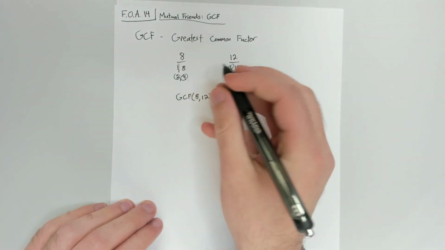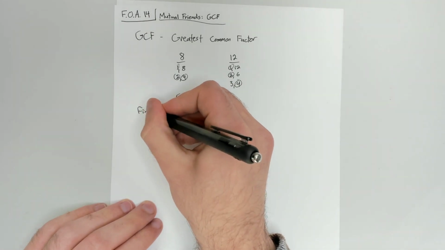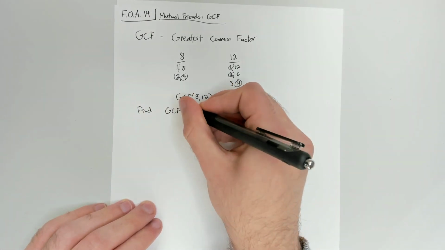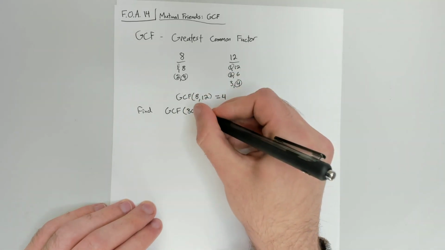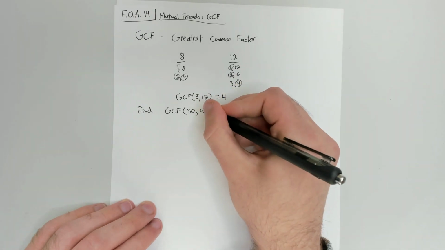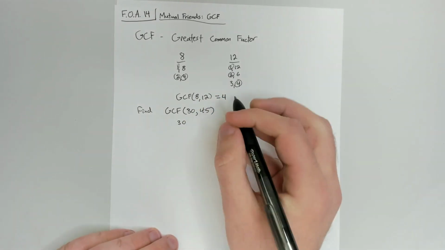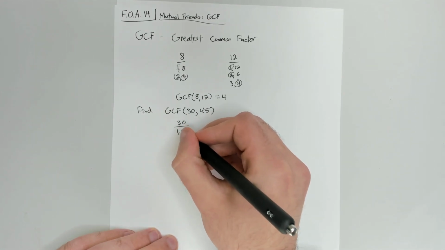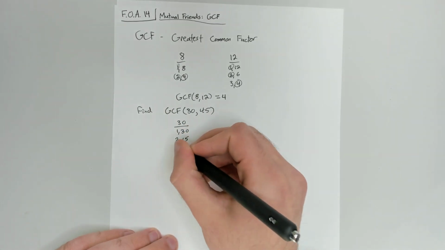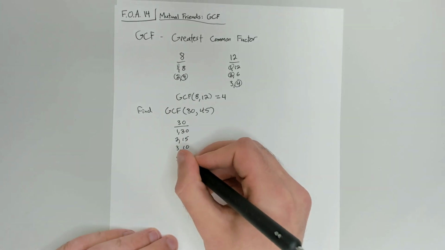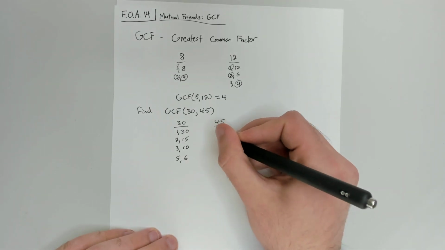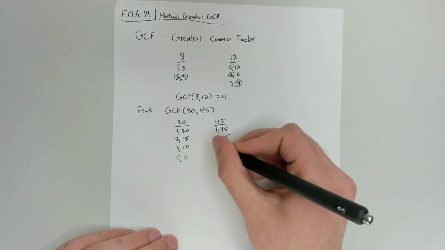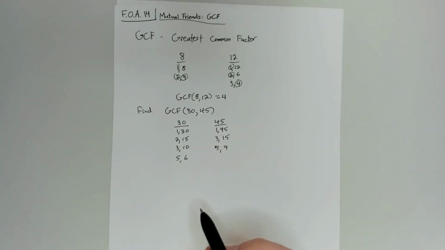So maybe as another example, find the greatest common factor of, let's say, 30 and 45. We could go ahead and list the factors of these numbers. For 30, we have 1 and 30, 2 and 15, 3 and 10, 5 and 6. And then for 45, we have 1 and 45, 3 and 15, 5 and 9. You can go ahead and check if these are all the factors.